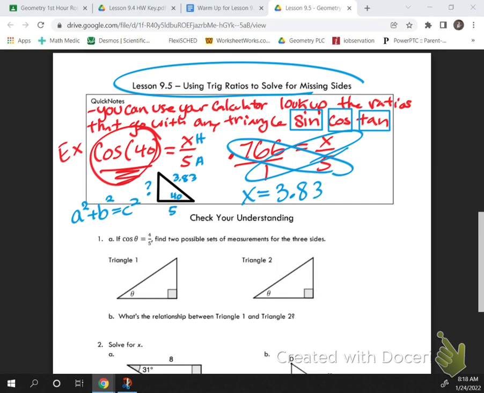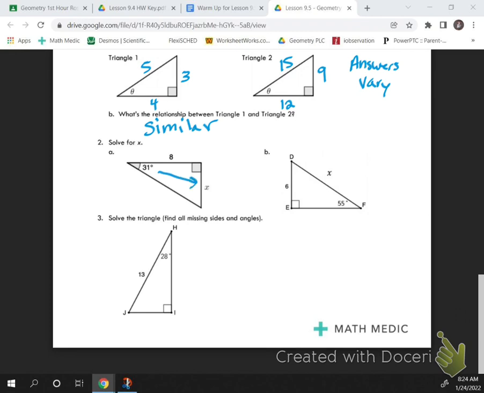Yes? Isn't that 3.8? You've got 31. X is your opposite. This is your hypotenuse, so 8 is your adjacent. So what trig ratio are you using? Opposite and adjacent. Tangent. So I'm going to say the tangent of 31 degrees equals x over 8. What am I going to do to get x? Tangent of 31 times 8. Give it a try now. And then try B.